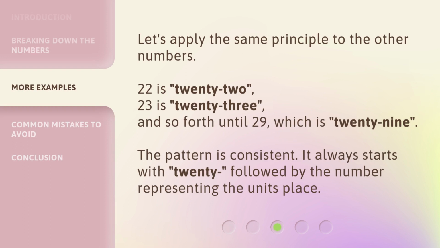Let's apply the same principle to the other numbers. 22 is twenty-two. 23 is twenty-three, and so forth until 29, which is twenty-nine. The pattern is consistent. It always starts with 20, followed by the number representing the units place.